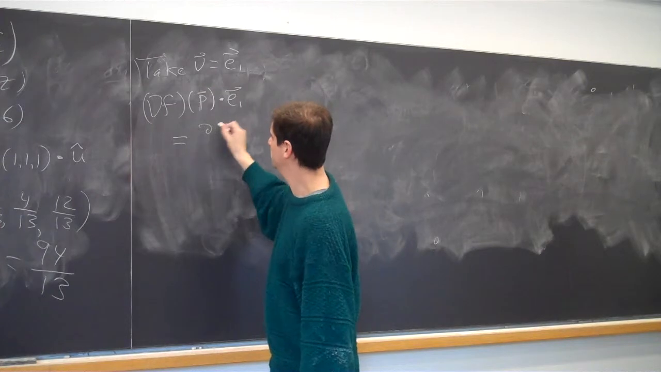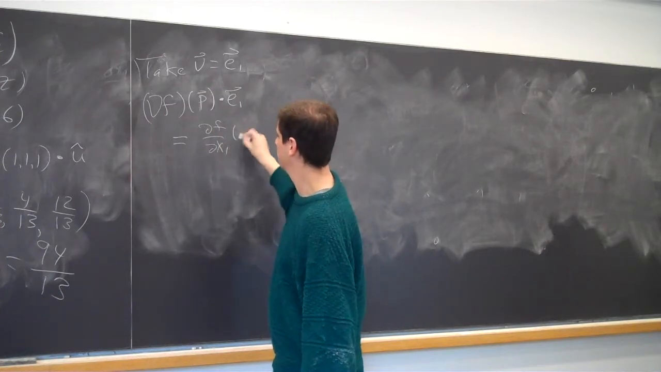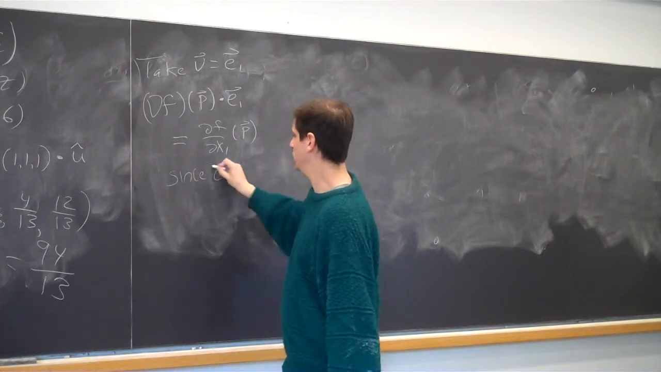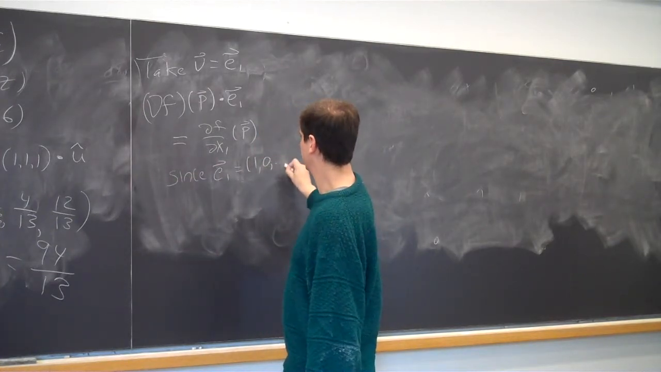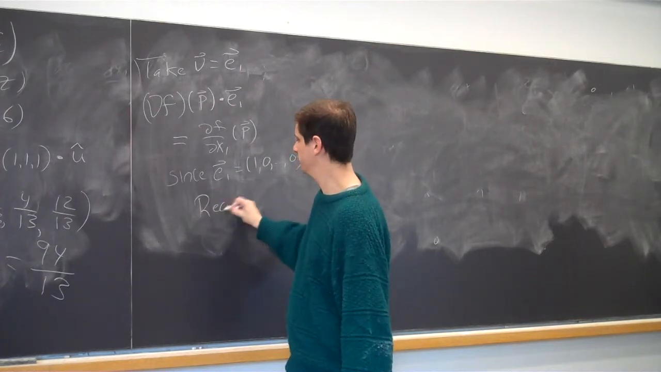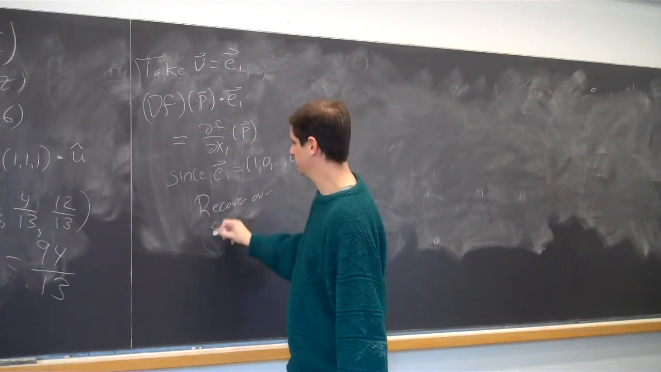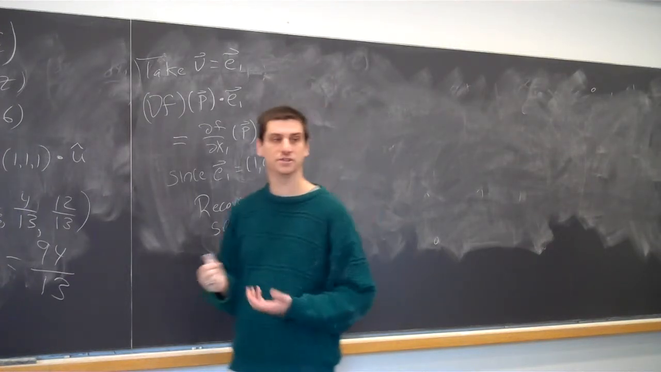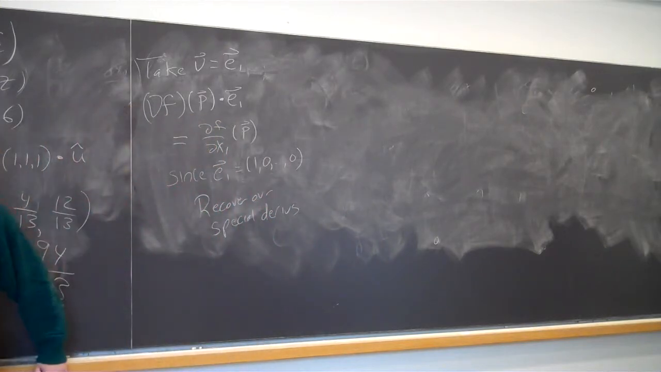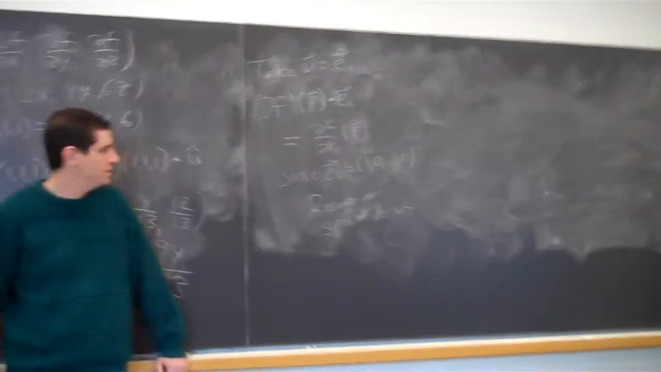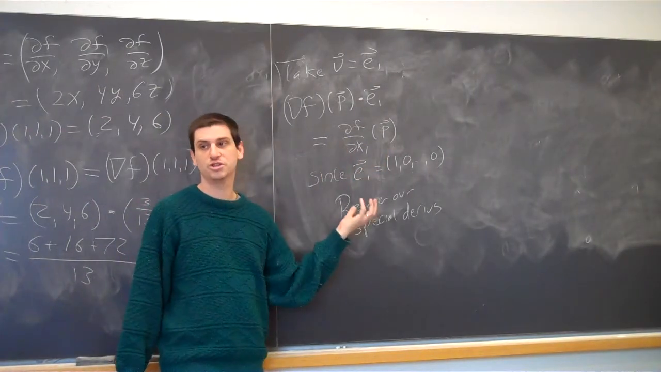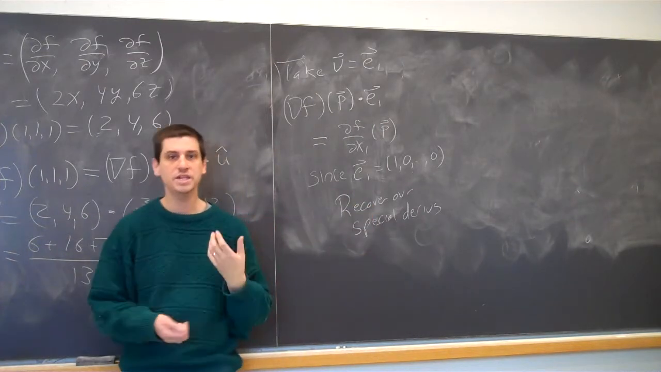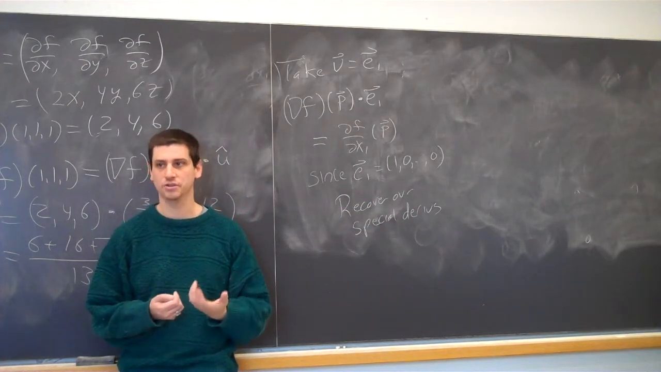That's going to just be df dx1 at our point p, since e1 is just 1 and then all zeros. So we recover our partial derivatives. This is nice. If we choose to move in the direction of e1, we just get df dx1. If we choose to move in the direction of e2, we would get df dx2, and so on. So now we can take the derivative in any nice direction.